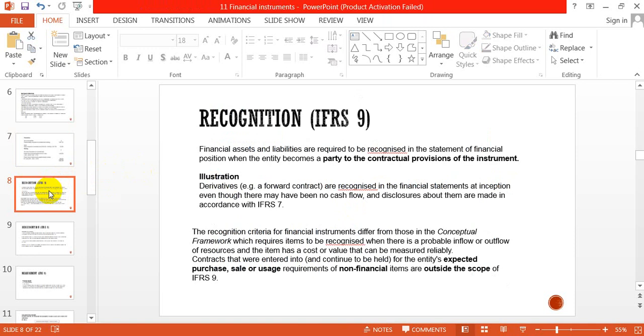We move to recognition. Financial assets and liabilities take a different form of recognition from what we've seen in other standards, most of those which are based on the conceptual framework. Financial assets and liabilities require that they are recognized in the statement of financial position when the entity becomes a party to the contractual provisions of the instrument.